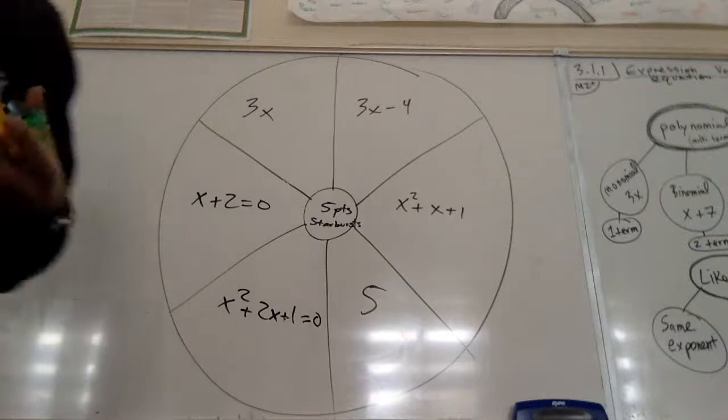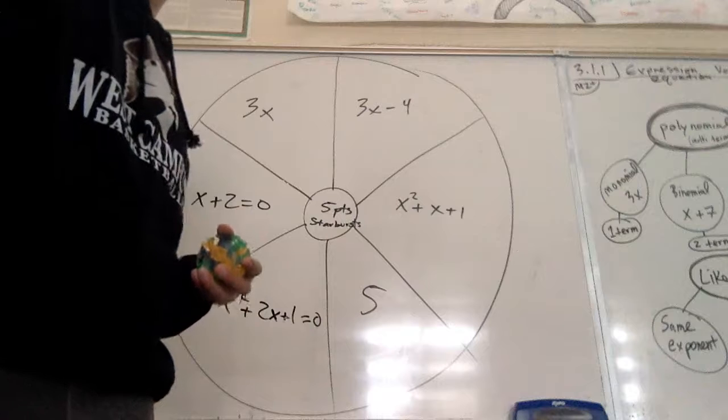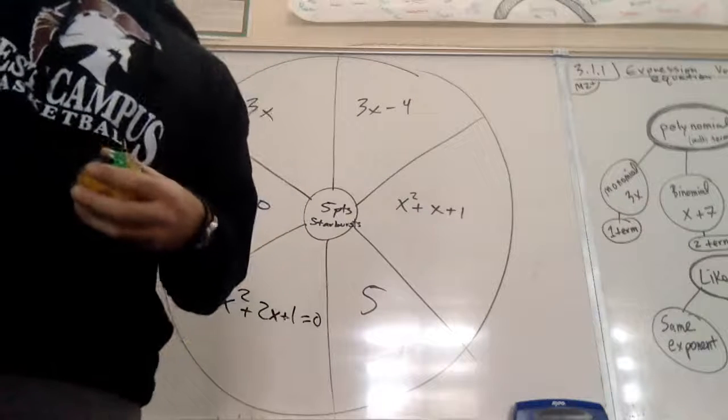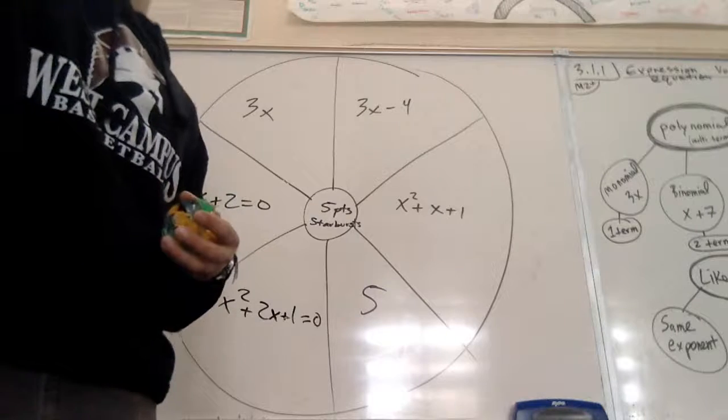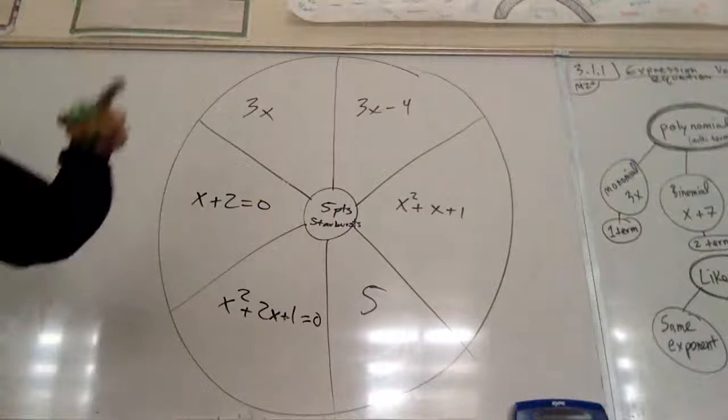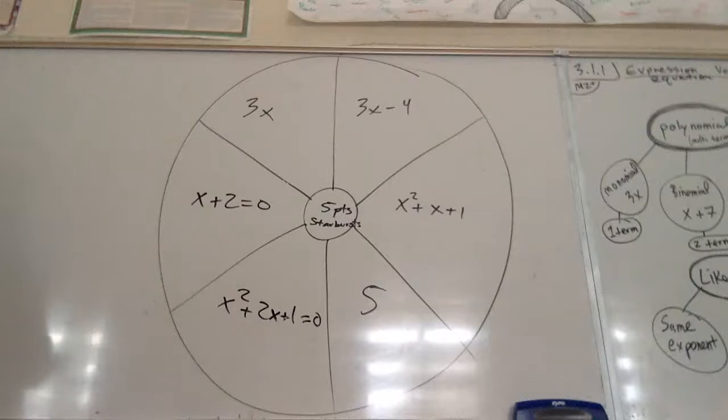All right, let's see the point total. What's your total? 5. What's your total? 3. 4. 5. 3. 2. Okay, we got 5s. We got 4, 3, 2. Let's see. We'll do 2 more rounds.